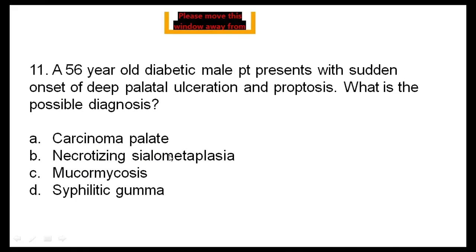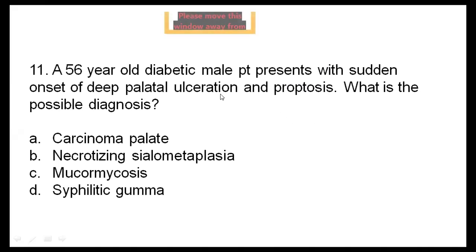Necrotizing sialometaplasia. You all know it's a salivary gland disorder where there is ulceration in the palate. Perfect. But it doesn't have a sudden onset. It has a slightly insidious onset. There is an ulceration over the palate, and exposure of the palatal bone can also occur. But I have never heard of that leading to proptosis. Proptosis here is important.